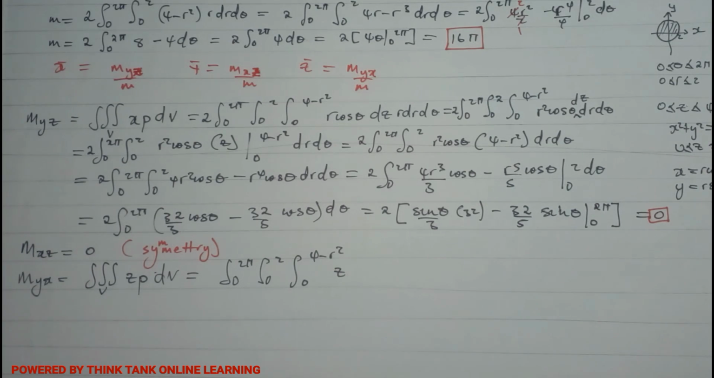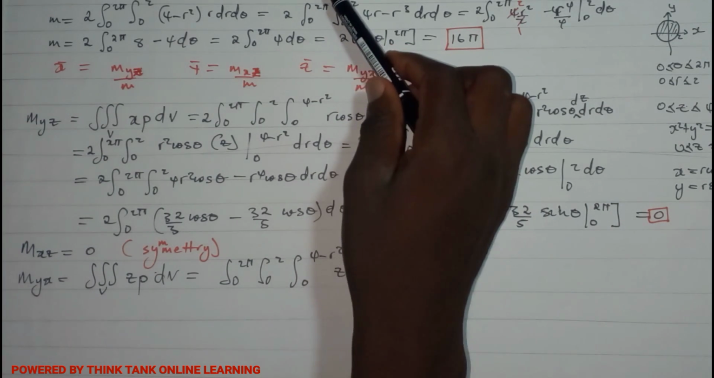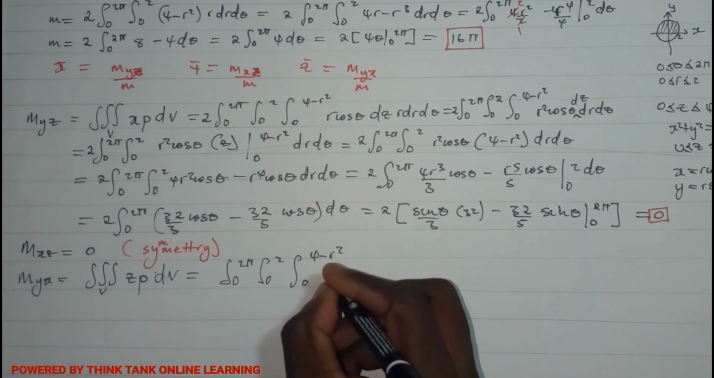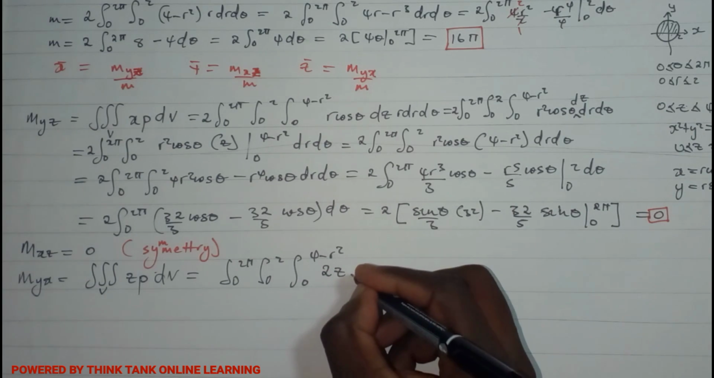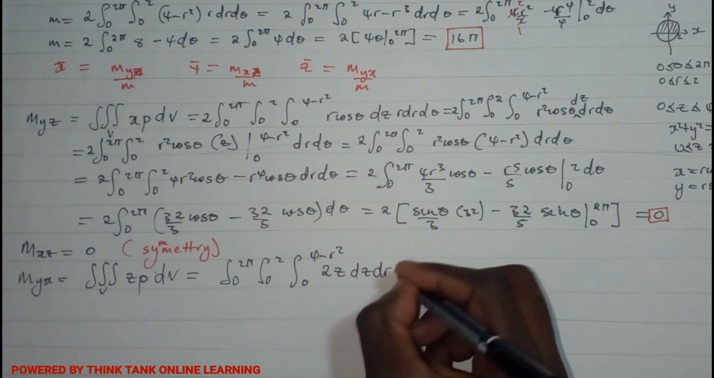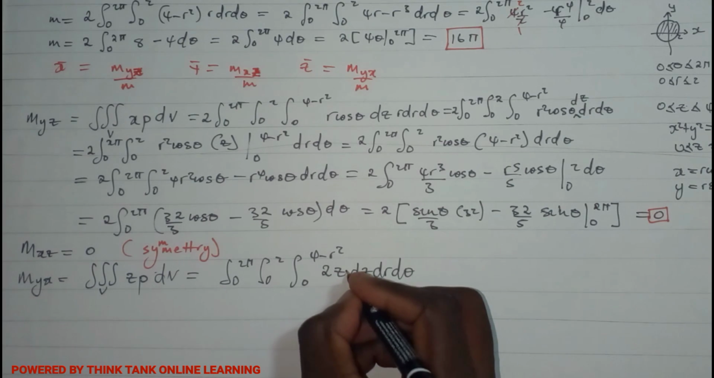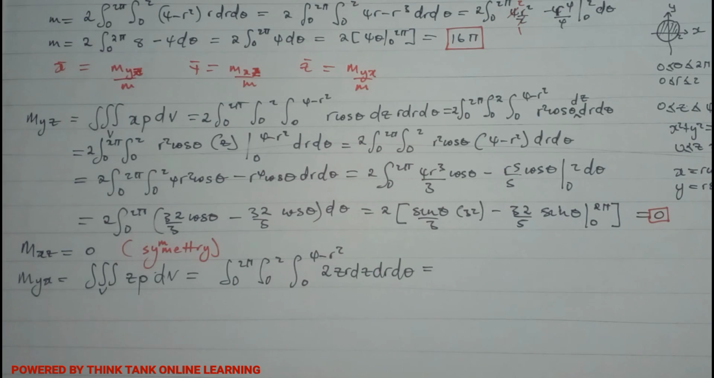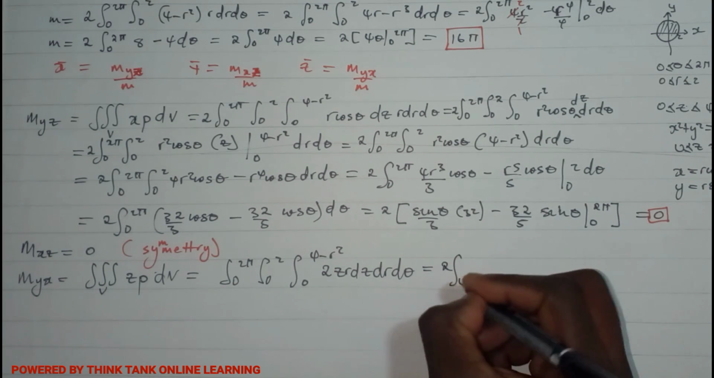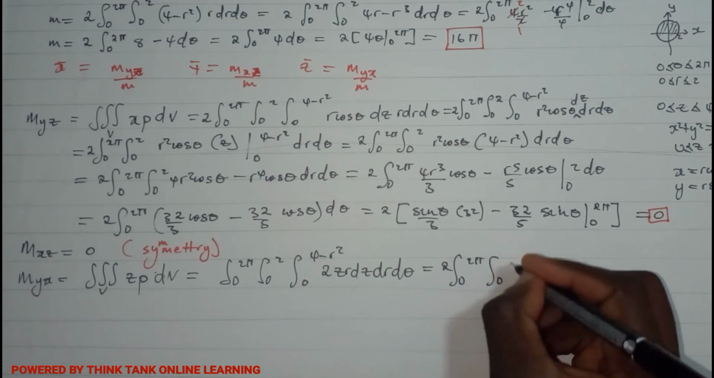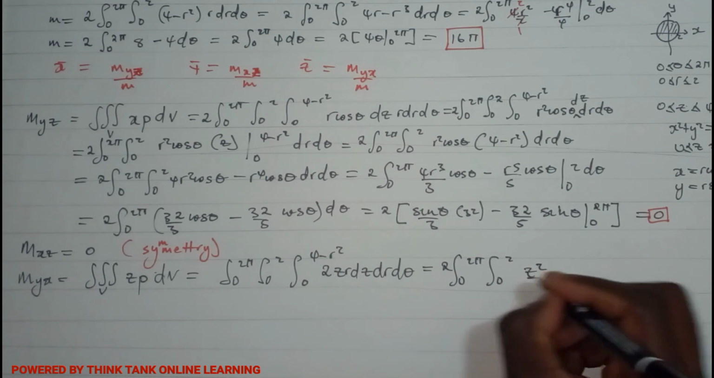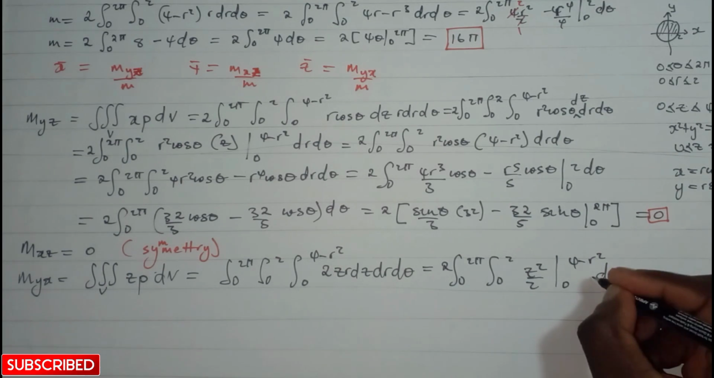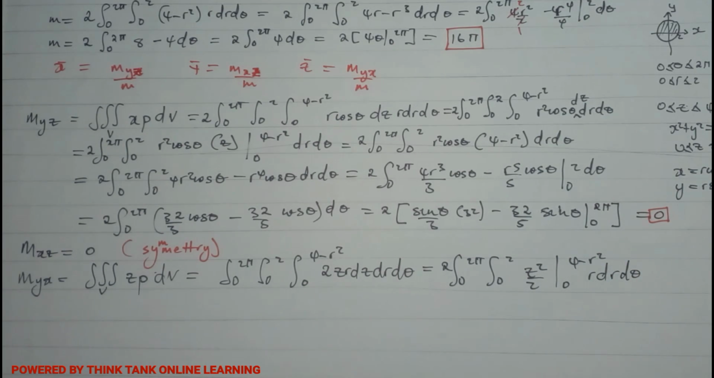Remember, the first one we calculated, we just said upper bound minus lower bound, we had nothing here. In this case we have z times density, which equals 2, so I'm going to say dz dr d theta, and I'm going to put r, because it's r dr d theta. Now let's integrate with respect to z: 0 to 2 pi, 0 to 2, z squared over 2, with limits 0 to 4 minus r squared, dr d theta.